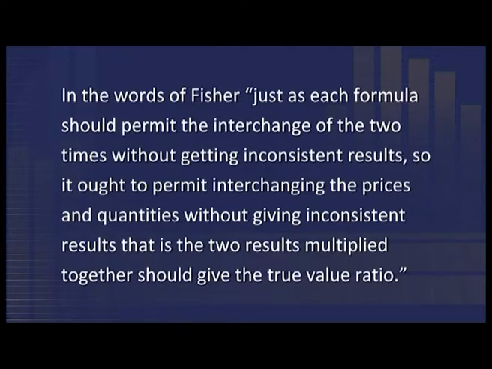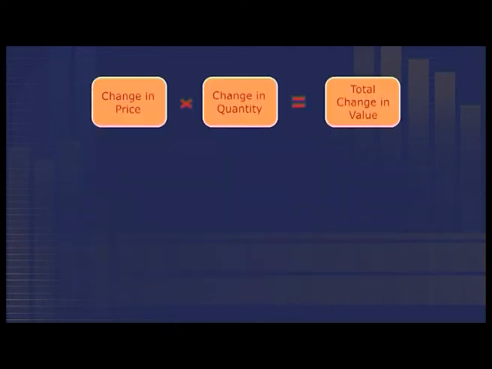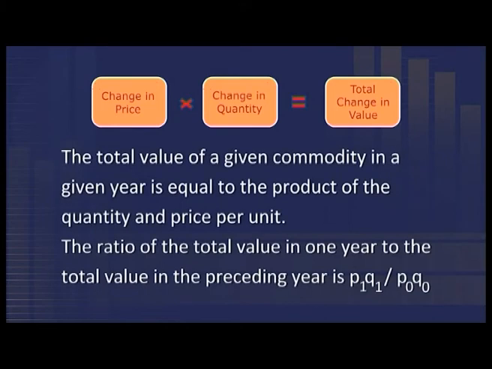That is, the two results multiplied together should give the true value ratio. In other words, the test is that the change in price multiplied by the change in quantity should be equal to the total change in value. The total value of a given commodity in a given year is equal to the product of the quantity and price per unit. The ratio of the total value in one year to the total value in the preceding year, that is P1 Q1 by P0 Q0.